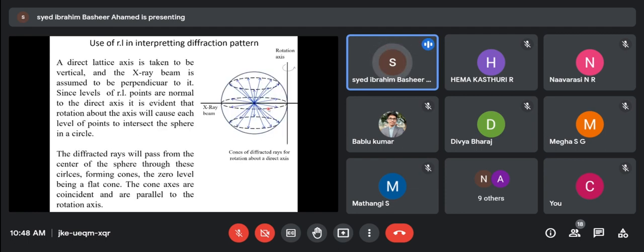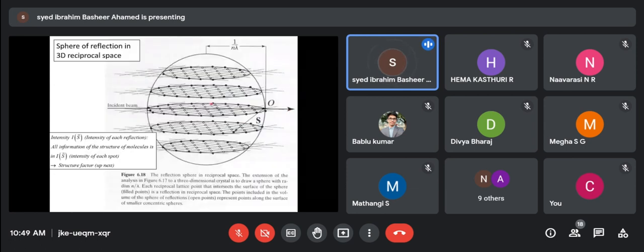As a result, you will have a zero layer, zero order, and then first order, second order, so many reflections. This is a sphere. Consider this is not a circle, this is a sphere. Maybe you can understand this in this picture. You see, this is the 1 by lambda radius of the sphere. This is the zero order reflection, first order reflection, second order.